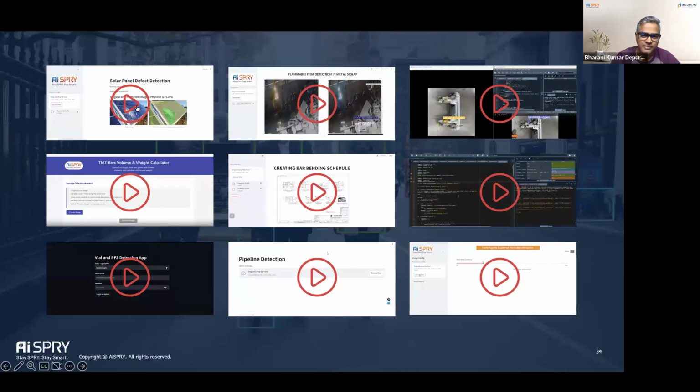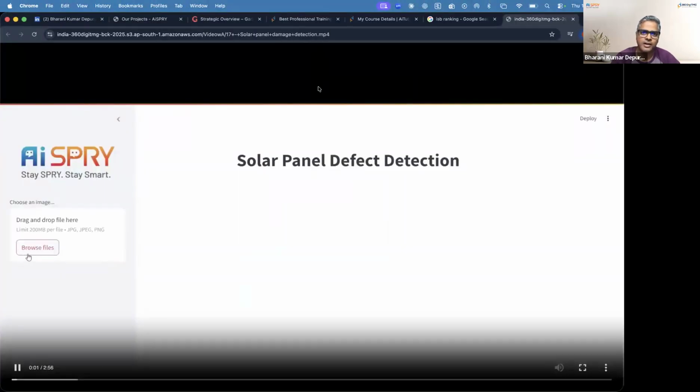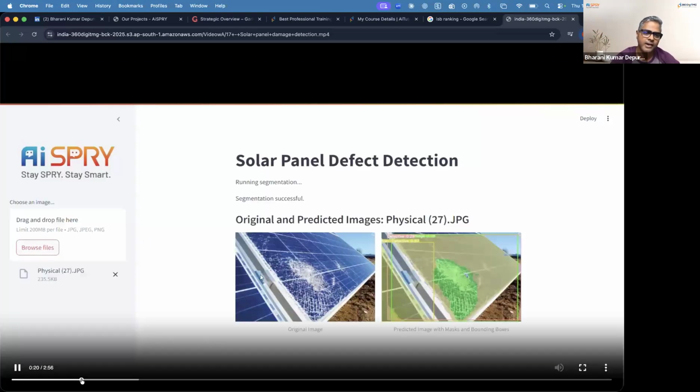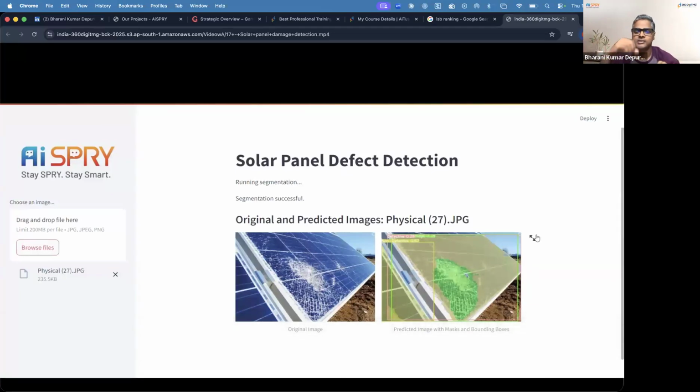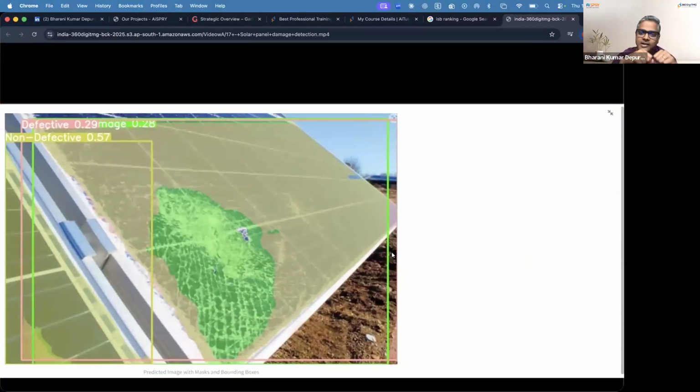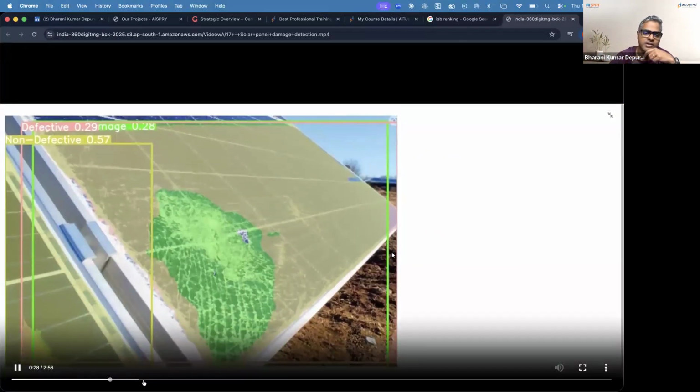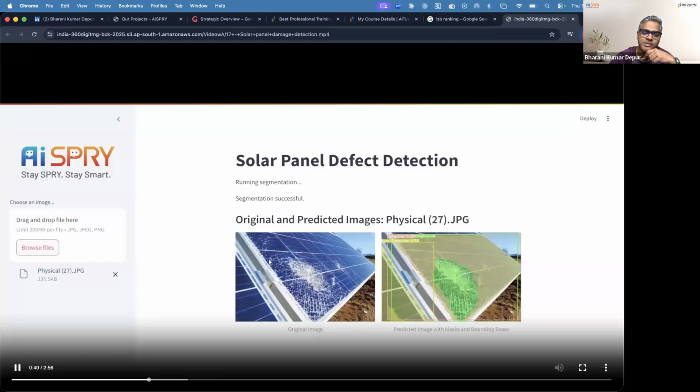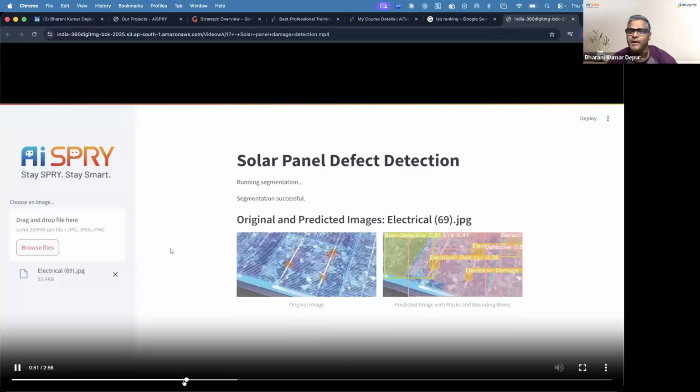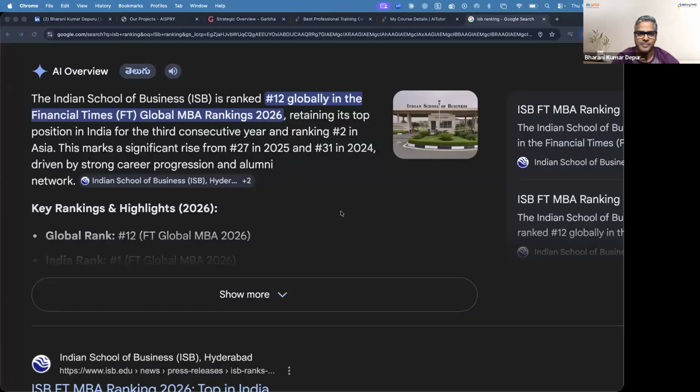Then, we did projects for solar plants where you can fly drones on top of the solar plants, and the drones will have multispectral cameras. It will detect whether there is physical damage, or it will also detect whether there is electrical damage, which will be damage inside the panel. All these things.